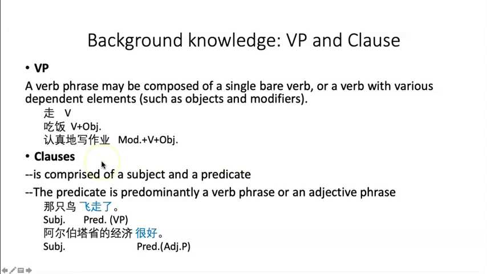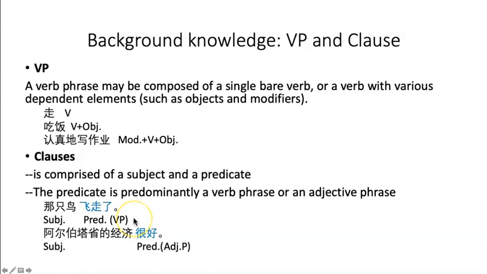Let's look at what a clause is. A clause is composed of a subject and a predicate. The predicate is dominantly a verb phrase or an adjective phrase. For example, 那只鸟飞走了. 那只鸟 is the subject. 飞走了 is a predicate. Altogether, subject and a predicate form a sentence, or a clause in the syntactic term.